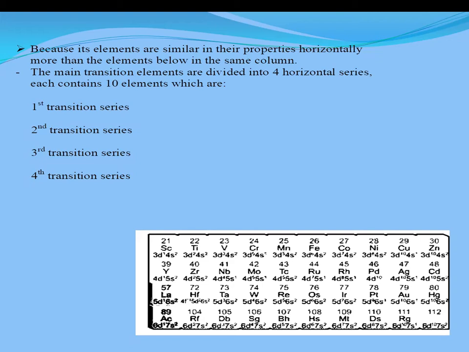Okay, the transition elements are divided into four main series. The first one is the first transition element series, which starts from period 4. It starts with scandium and ends with zinc. After that, the second transition series starts with yttrium and ends with cadmium. The third transition series starts with lanthanum and ends with mercury. The fourth transition series starts with actinium.